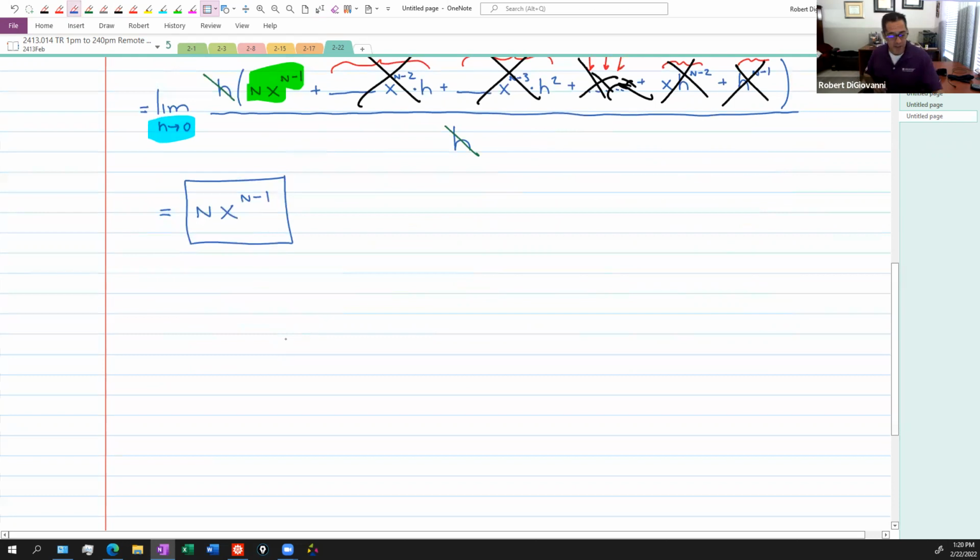So the power rule says this. If you take the derivative of x to the n, or if you want to write it this way, x to the n with a little prime mark, your answer will be n times x to the n minus 1.